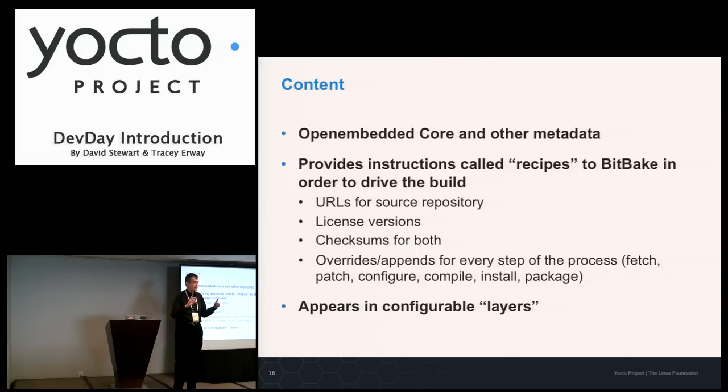So for each of these things, we'll do a source fetch, patching, compiling, installing and packaging, right? For each of those steps, you can override them, append to them, prepend to them, et cetera. That essentially lets you add additional files. For example, in the install step, maybe there are specific files you want to install on the target. You can append that to the install step, right? So each of these steps is really designed for maximal configurability and adjustability.